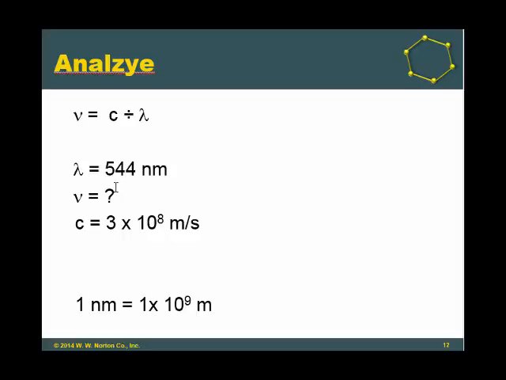Now, I notice here that my speed of light has length in meters, whereas my wavelength is given in nanometers. And that's going to be a problem. As I do my division, my length will not cancel out if these two lengths are in different units. So I want to go ahead and convert my nanometers to meters. And I want to remember that 1 nanometer is equal to 1 times 10 to the minus 9th meter.